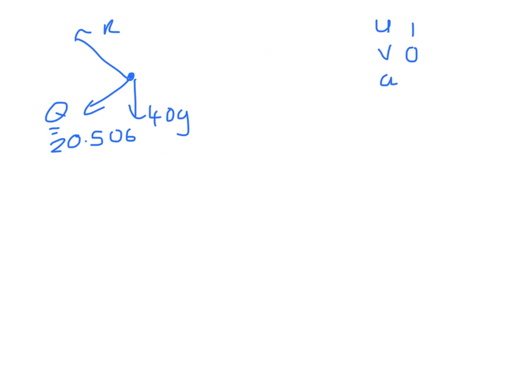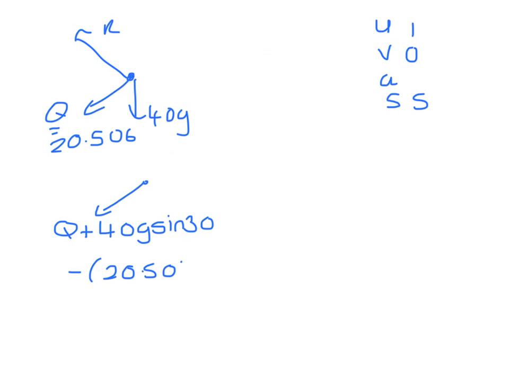Its acceleration, I don't know, I'm going to have to work out. The question tells me I'm looking to find distance s. So I need to use my force diagram to find a. So if we redraw it now, again with the resolve components down the plane, that's Q plus 40g sine 30, then I can say that the resultant force in the direction of motion is minus 20.506 plus my 40g sine 30, 20g, has to equal mass, which is 40, times acceleration.